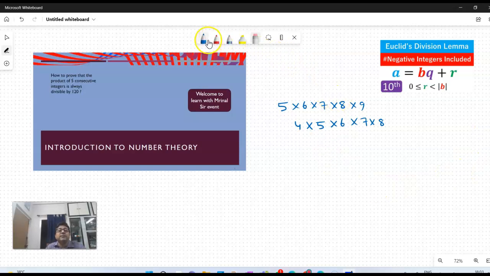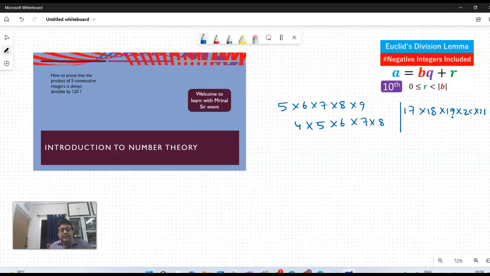This way, if you start from any integer, like suppose you have started from 17, 18, 19, 20, 21. See, 20 is divisible by 5. But we want to generalize the result. To generalize the result that the product of 5 consecutive integers is always divisible by 5, there are two ways. One is just by using Euclid's division lemma, and the other is by using the concept of permutation, combination and factorial notation. Right now I prefer to do it with the help of Euclid's division lemma.